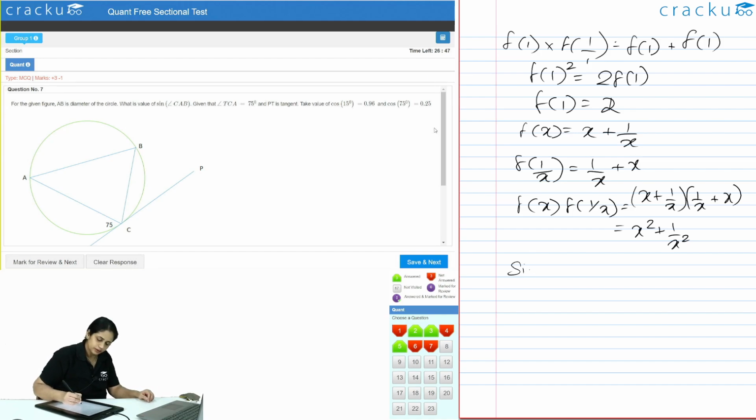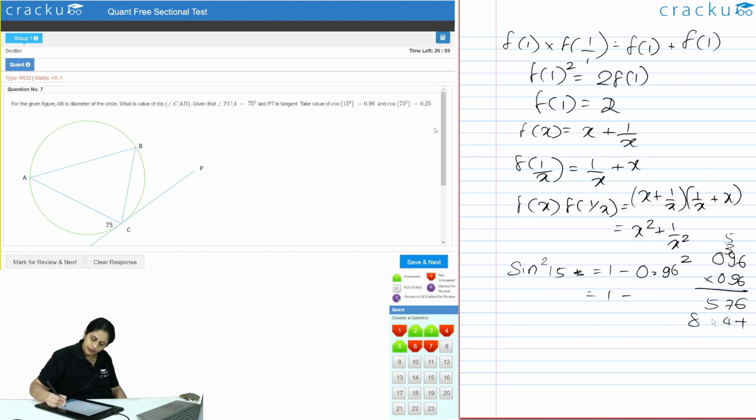I'm not good at trigonometry. Sine square 15 is equal to 1 minus 0.96 the whole square. Computing 0.96 squared gives 0.9216.